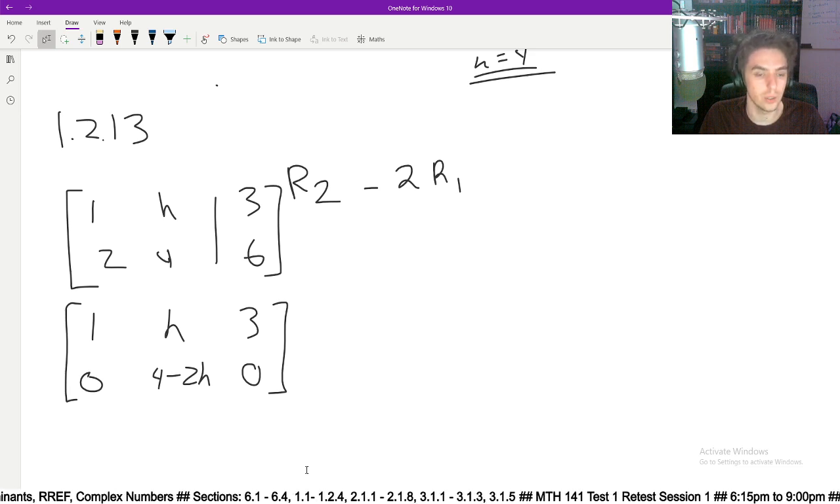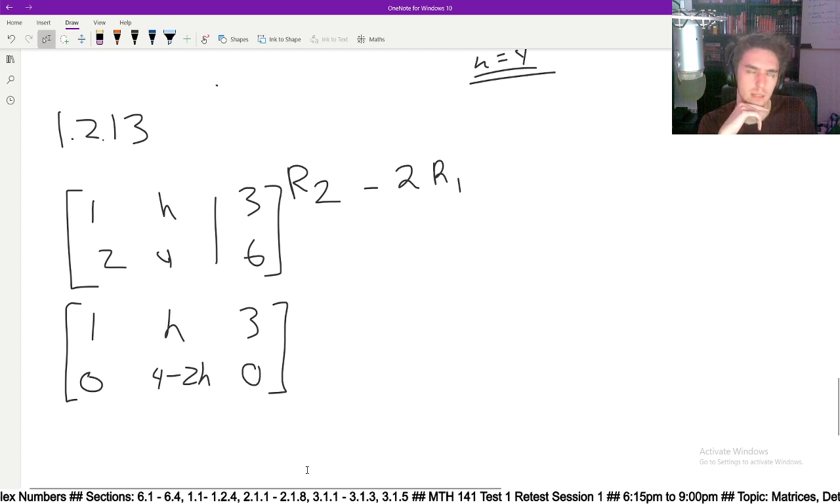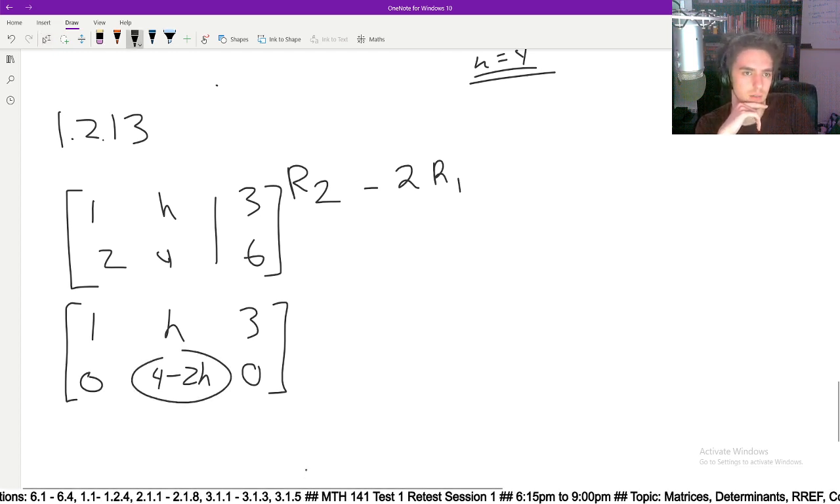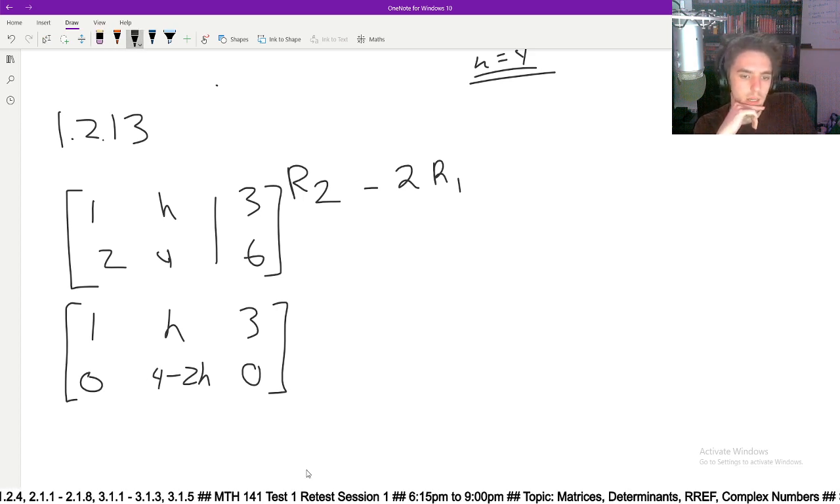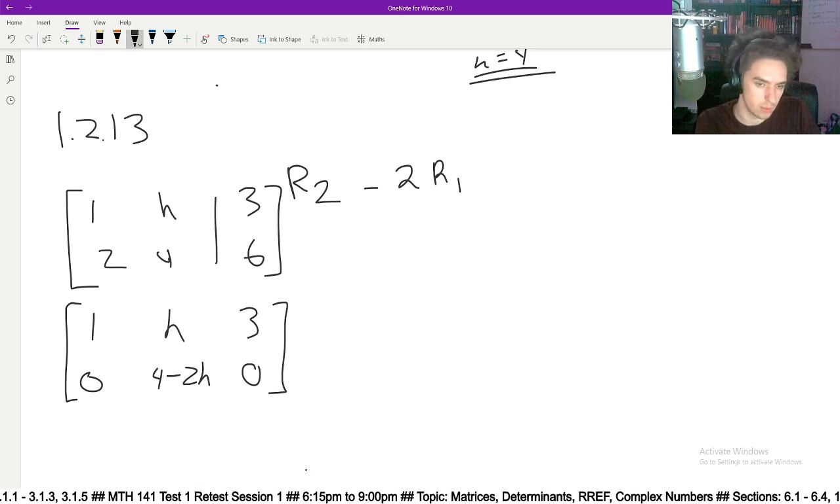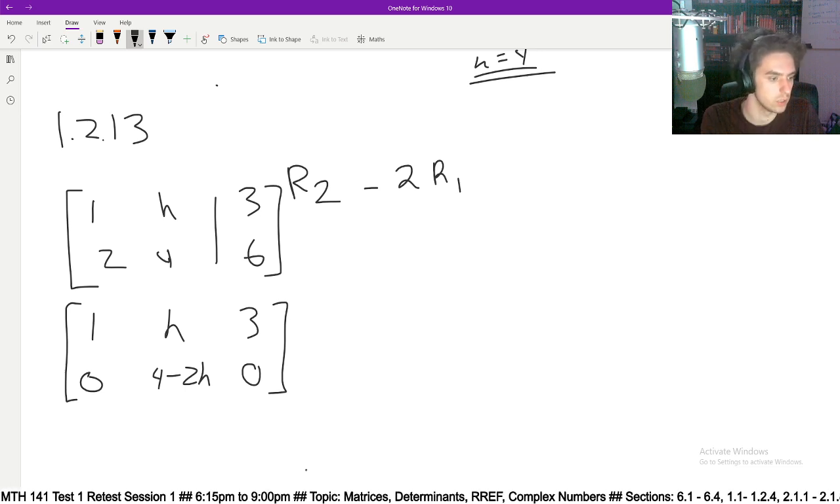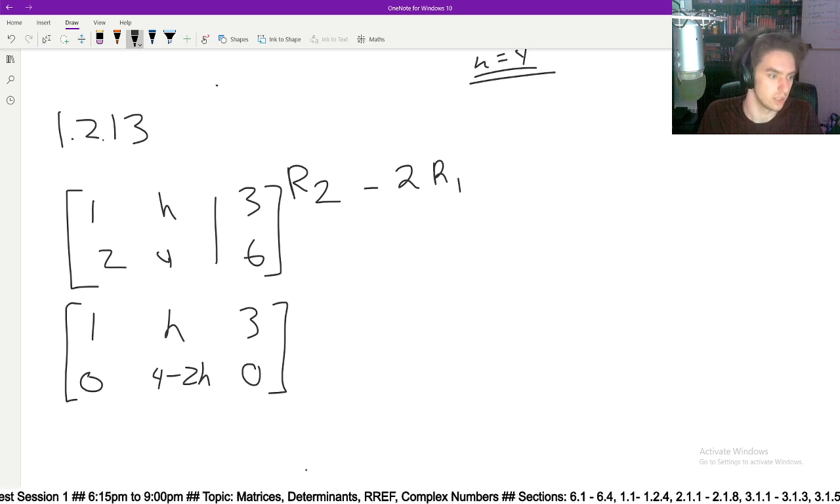So the only options are that either this term is 0 or it's not 0. If it's 0, there's infinite solutions because you have a whole row of zeros. If it's any number except that, then there's one solution. So there is no h such that this is inconsistent. Oh, sorry, so the question is not inconsistent.